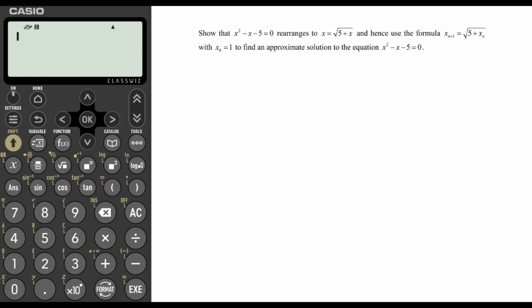We can use our calculator to work with iterative formulas. In this question, we have to show that x squared subtract x subtract 5 rearranges to x equals the square root of 5 plus x, and hence use the formula x_(n+1) equals the square root of 5 plus x_n, with x_0 equaling 1, to find an approximate solution to the equation x squared subtract x subtract 5 equals 0. Now we begin with x squared subtract x subtract 5 equals 0.